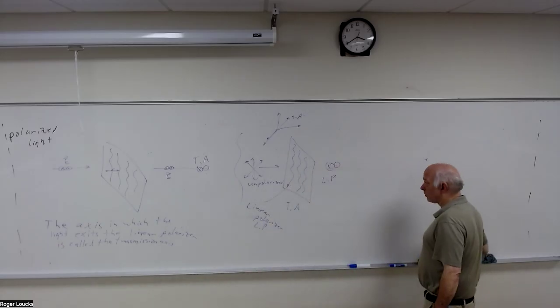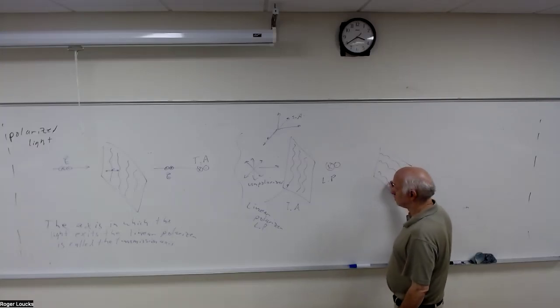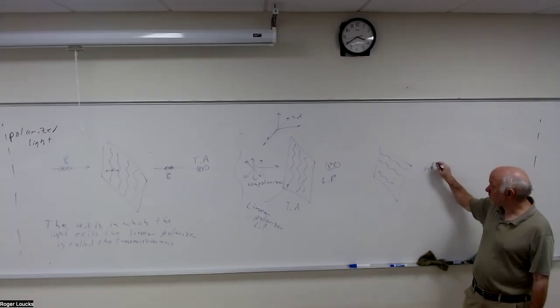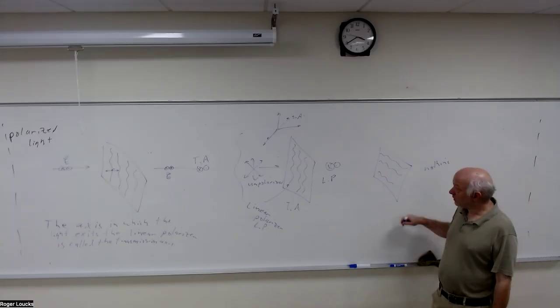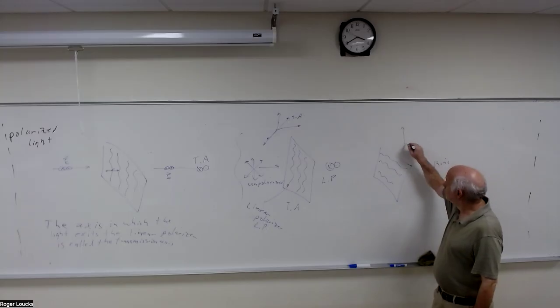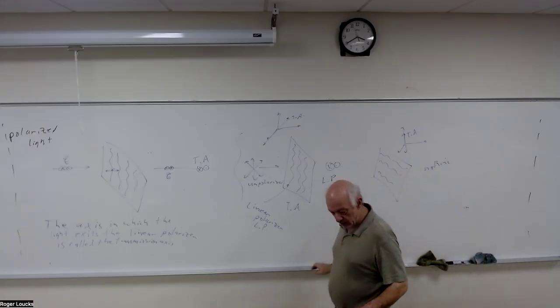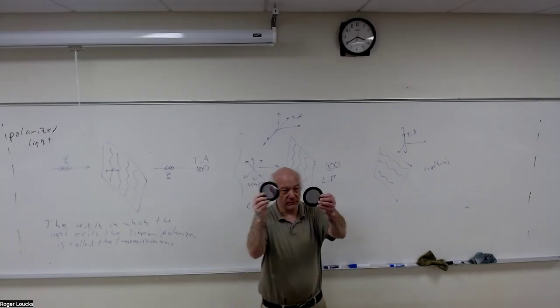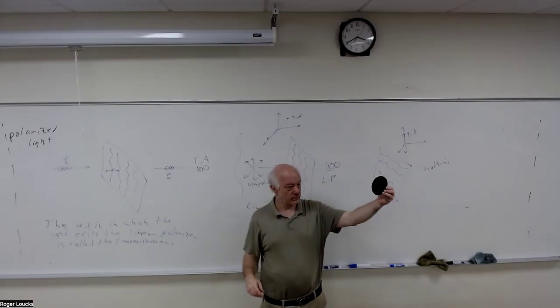Well, if I have another linear polarizer like this, like that, what's going to come out? Nothing comes out, because here the transmission axis is this way. So I'll pass these around. I can see here, these are two linear polarizers, but if I put these together and you turn them, at some point they go dark.